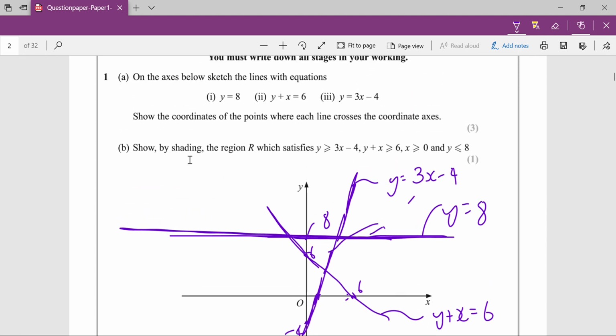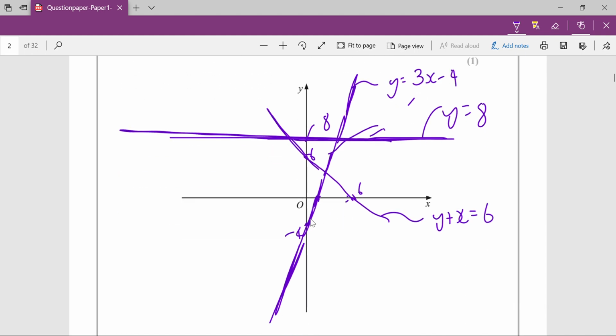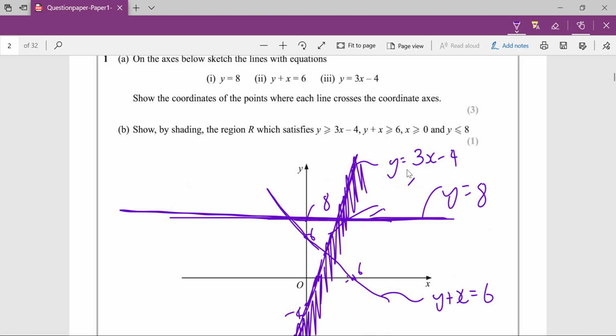Okay, so show by shading the region R which satisfies y is greater than or equal to 3x minus 4. Firstly, if it's greater than, then it cannot be beneath this line, so I'm going to scribble out everything beneath the line y is equal to 3x minus 4. Then y plus x must be greater than 6. So if this is y plus x is equal to 6, and you move the x to the other side, y must be greater than 6 minus x. It has to be above this line as well.